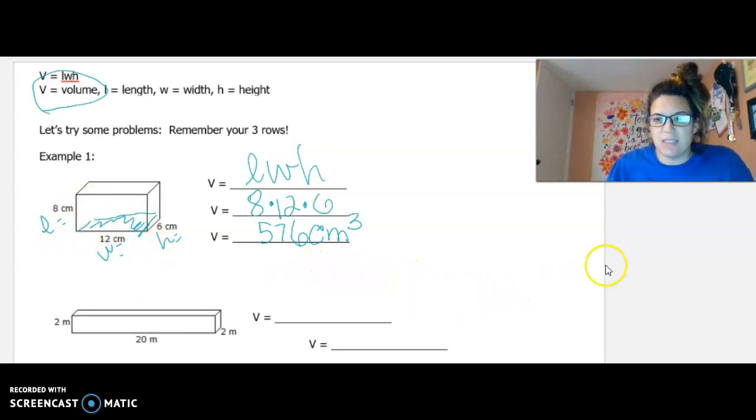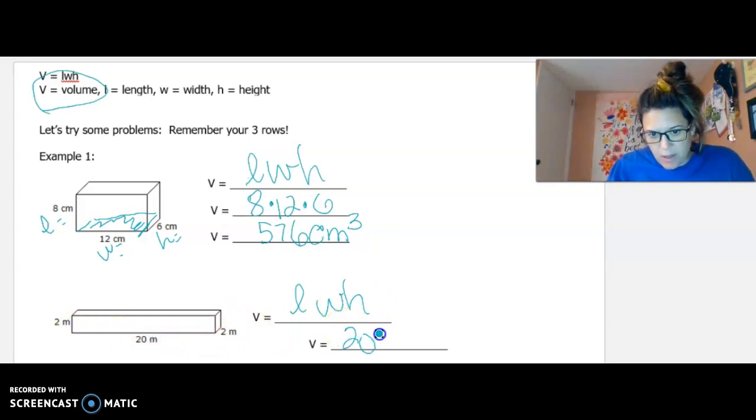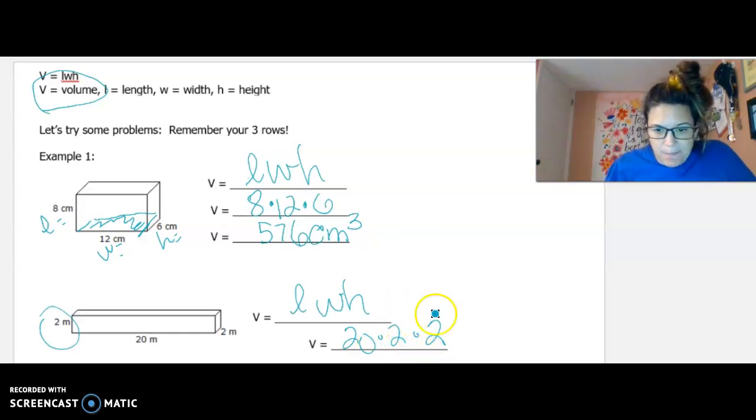All right, let's try this problem right down here, this prism. So this is kind of a shorter prism, right? But on the bottom layer, I'm still going to need to do that 20 times 2. So length times width times height. 20 times 2 is the length and the width. And how tall is this guy? 2. And 20 times 2 times 2 gives us 80. I think my third row got cut off. 80 cubic meters. That's how many that I can stack in there.